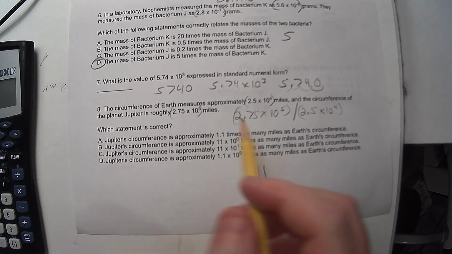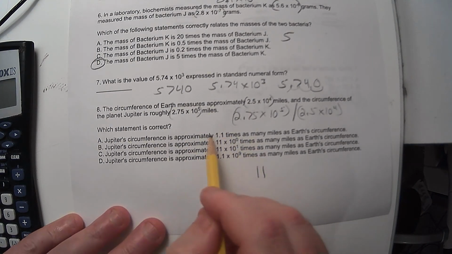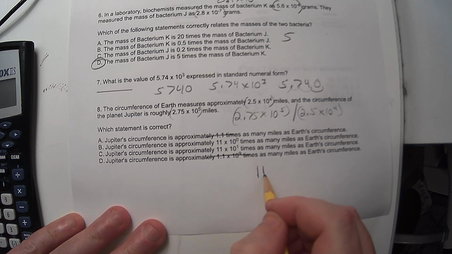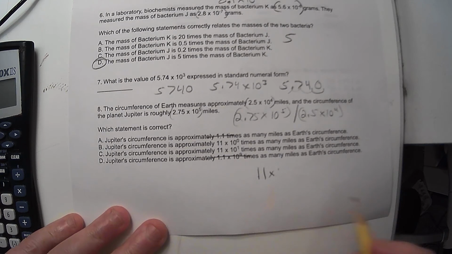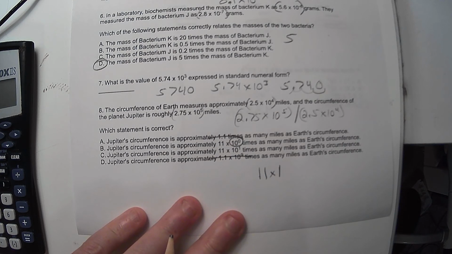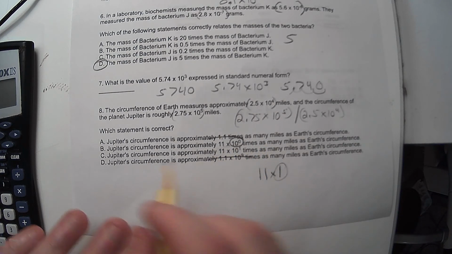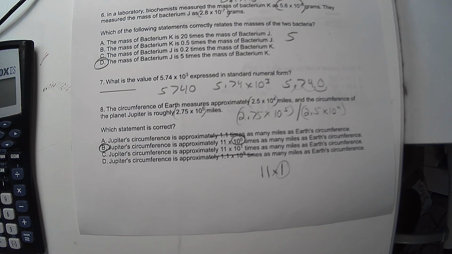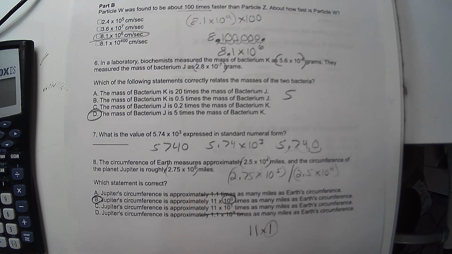Alright, so we're going to mark off the 1.1. We know that's out. We just need to take our 11 and make it be times 1. So going back to your exponent rules, you'll know that anything to the 0 power is always going to equal 1. So it's kind of tricky how they wrote the answer, but B is going to be our answer. Alright, so that's going to wrap up our scientific notation.